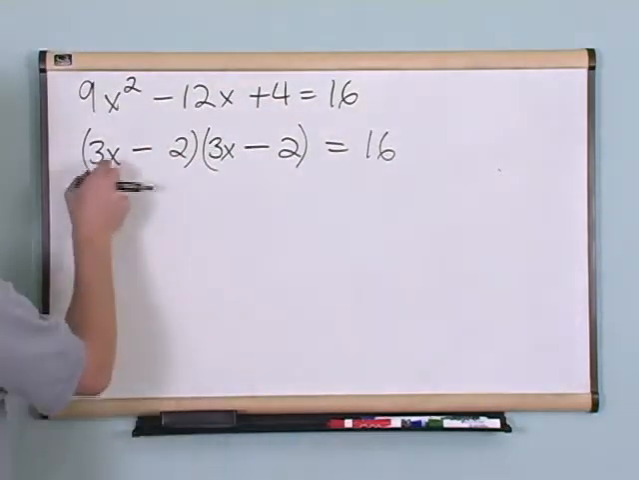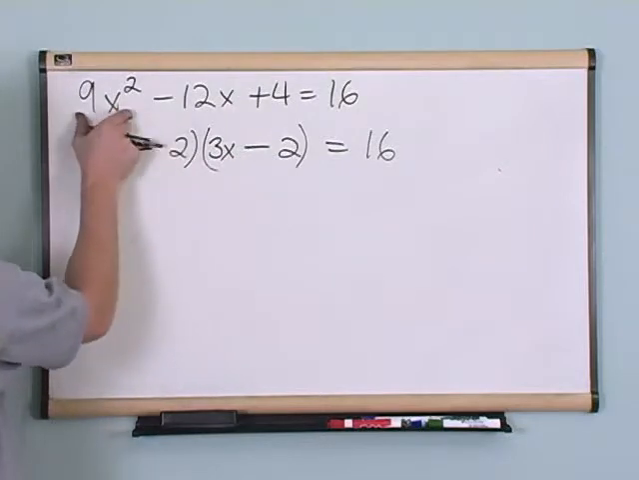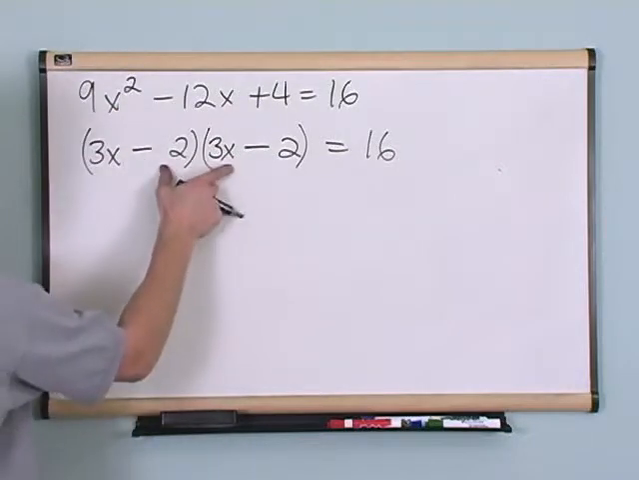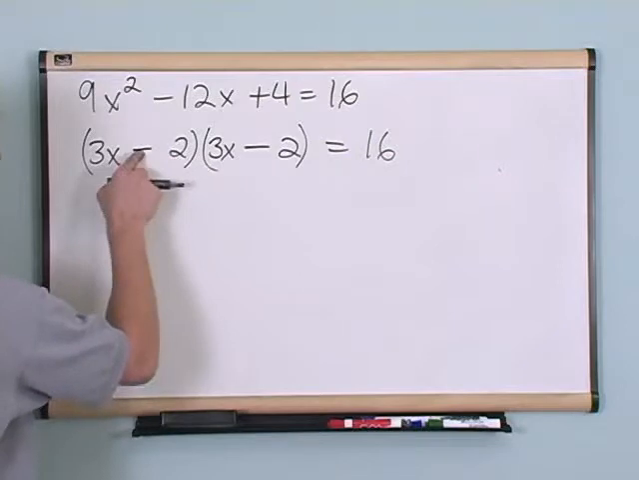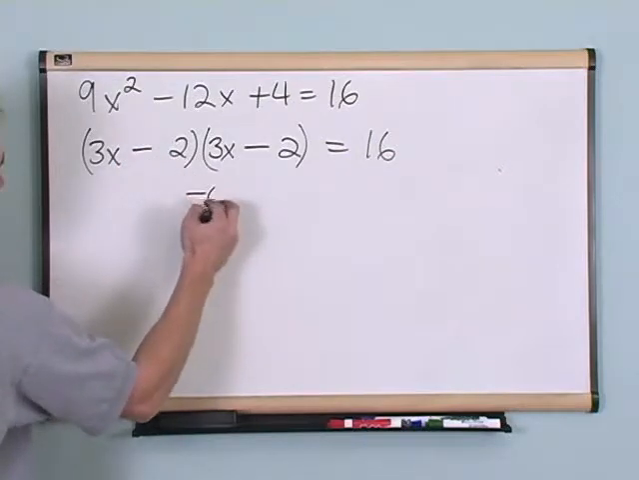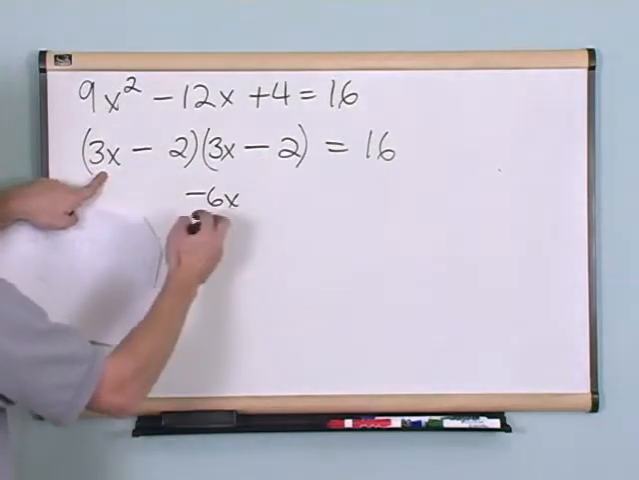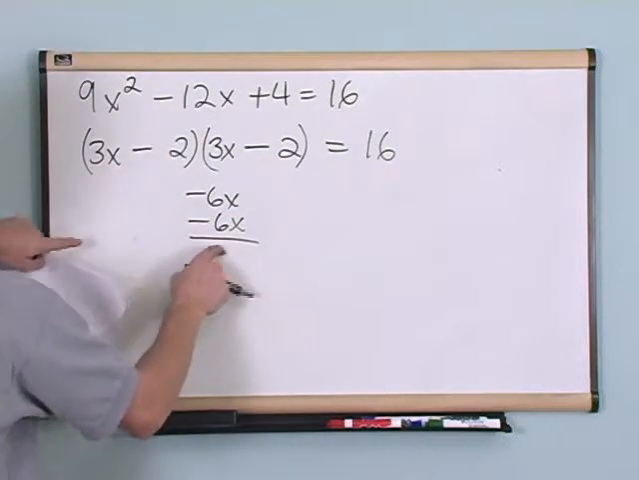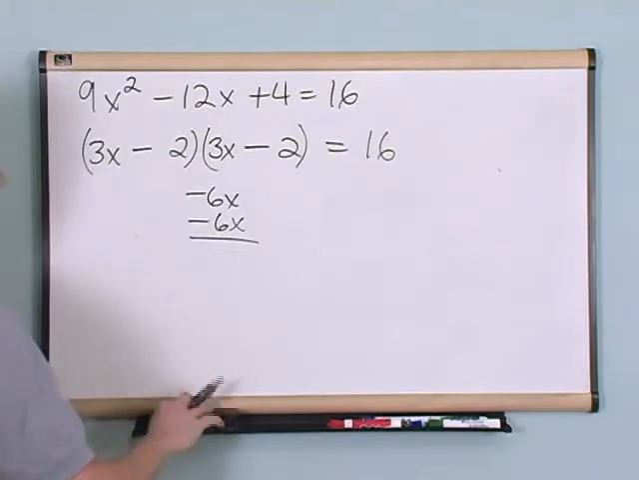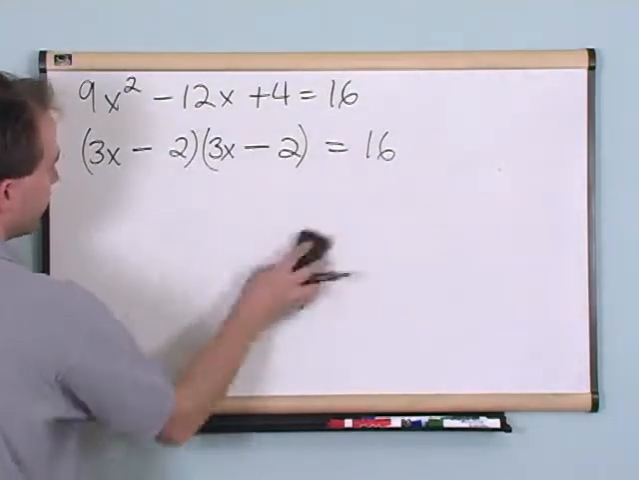That checks. 3x times 3x gives me 9x squared. That checks. In the center, 2 times 3 is 6, but it's negative 2, so it's really negative 6x. For the outside terms, negative 2 times 3x, again, gives me negative 6x. When I add these two together, I get my negative 12x. So my choices worked out just fine.